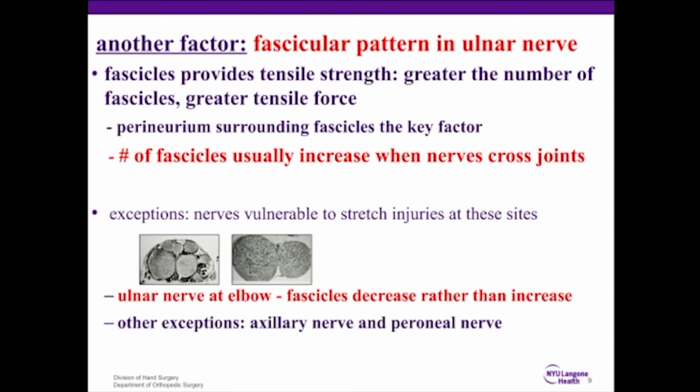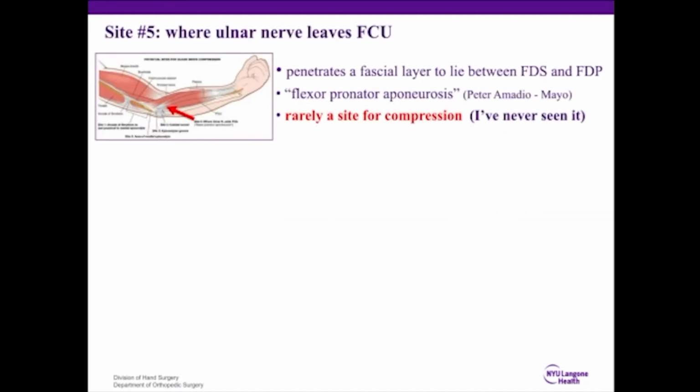And the other exceptions in the body are the axillary nerve at the shoulder and the peroneal nerve at the knee, both nerves that also are susceptible to stretch problems. Site number 5 is where the ulnar nerve leaves the flexor carpi ulnaris. It penetrates the fascia between the superficial and deep flexor muscles. Peter Amadio referred to this as the flexor pro.